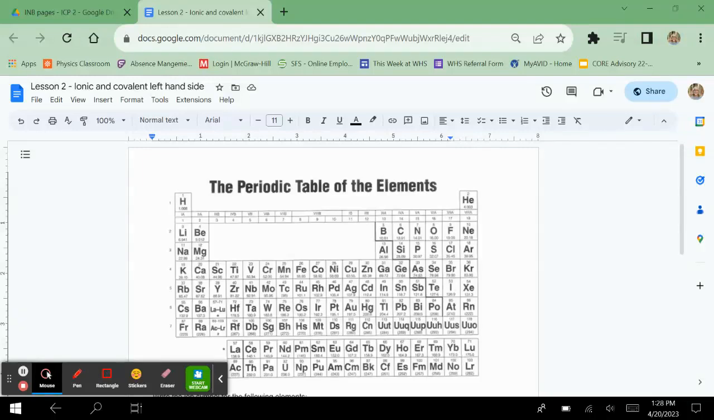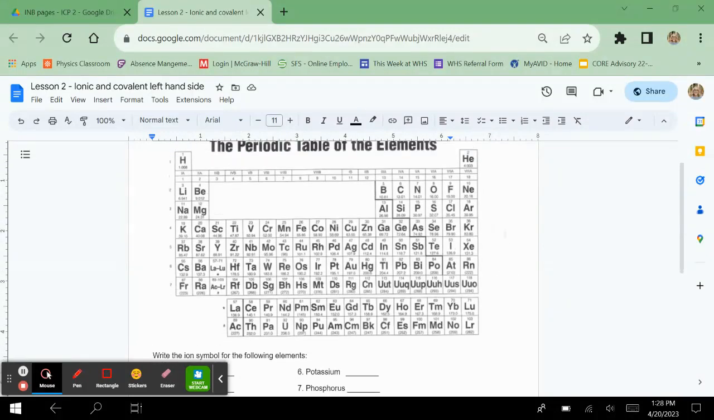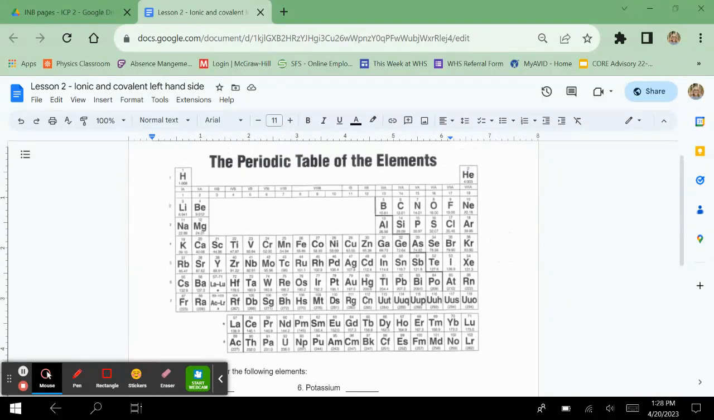This video is going to walk you through how to do this notebook page in your science notebook. The first thing you're going to do on this page is you have this small periodic table at the top of the page. The first thing you want to do is choose two colors, crayons, colored pencils, highlighters, whatever you have, two different colors. You're going to use one color for your metals and one color for your non-metals. So I'm going to choose pink, and that's going to be my metal color.